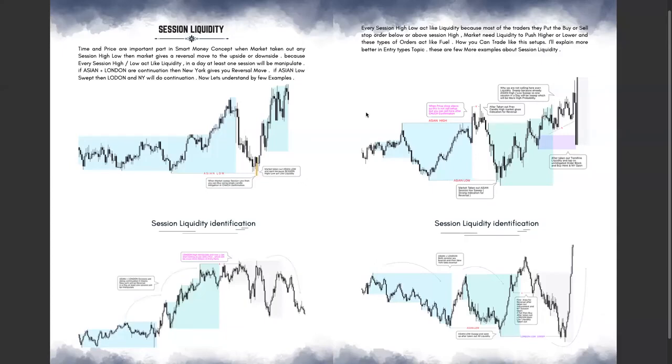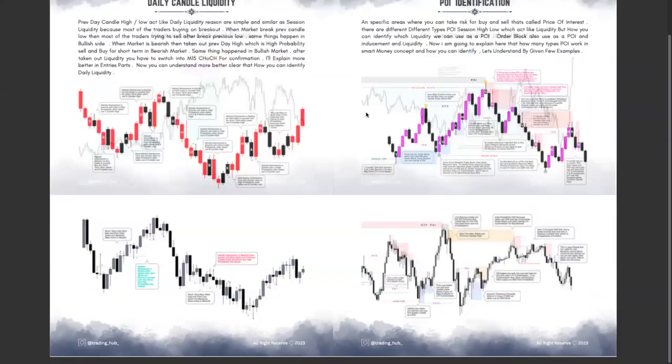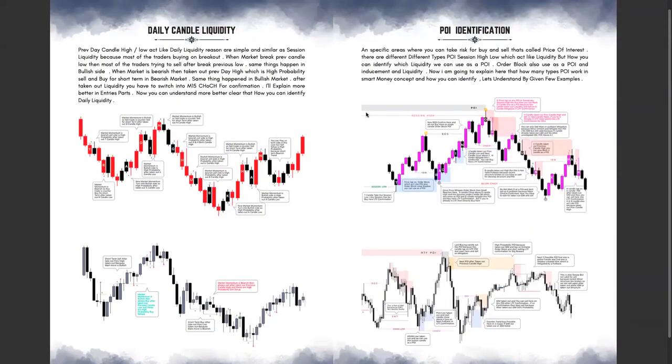Okay, so daily candle, liquidity sweep, identification, and this is an interesting thing actually. So anyone have any question related to this one, you can ask me here. These are all liquidity stuff. Main thing is liquidity identification.